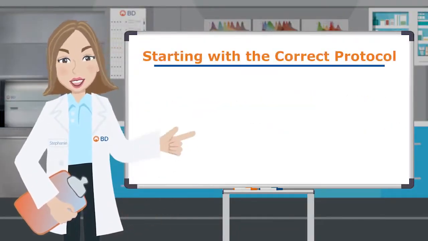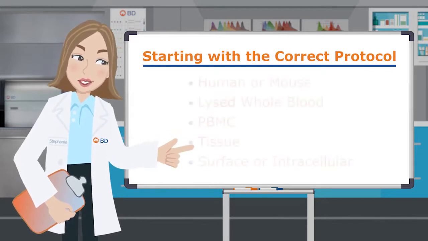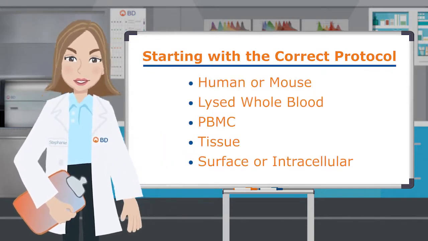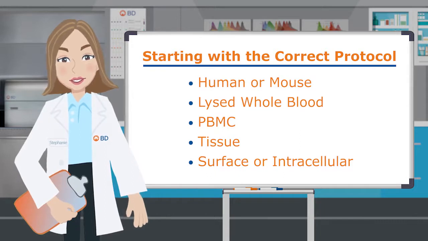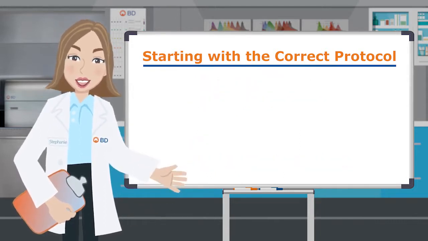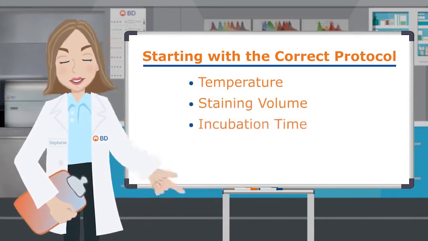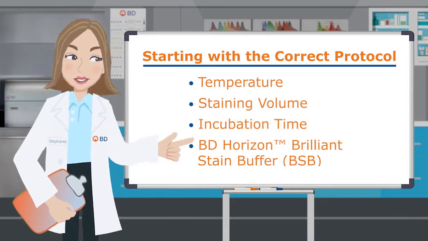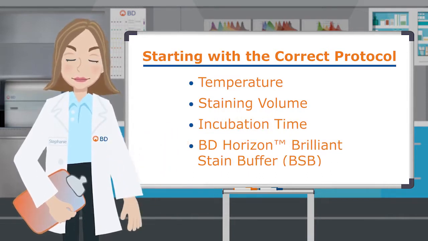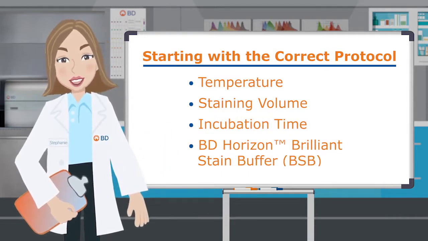First, make sure you are starting with the correct staining protocol. There are many protocols available, and they include steps or conditions specific for the cells or application you are using. Let's explore some of the conditions that vary between protocols, such as temperature, staining volume, incubation time, and the use of BD Horizon Brilliant Stain Buffer. There may be a time to give markers special treatment.